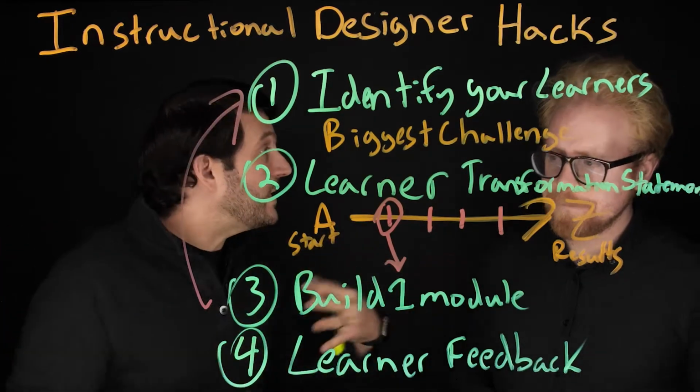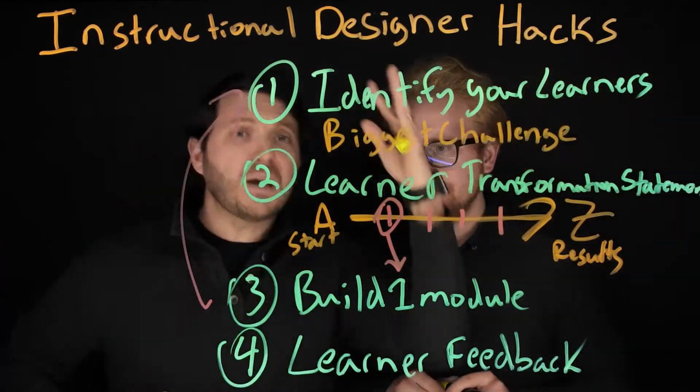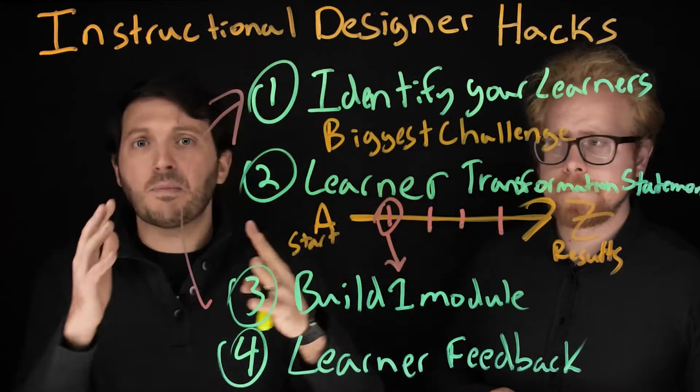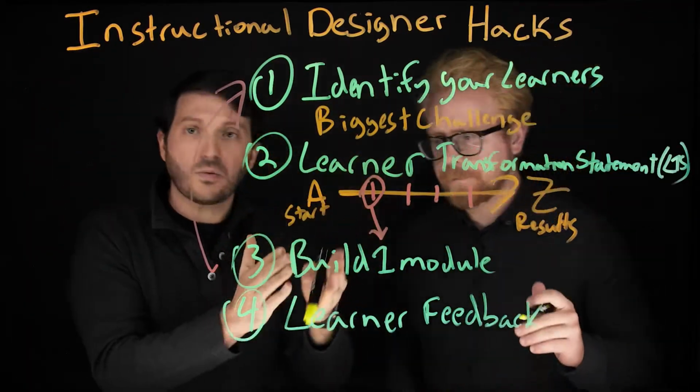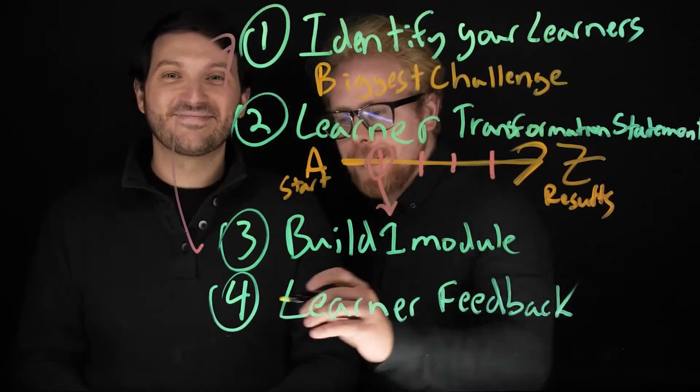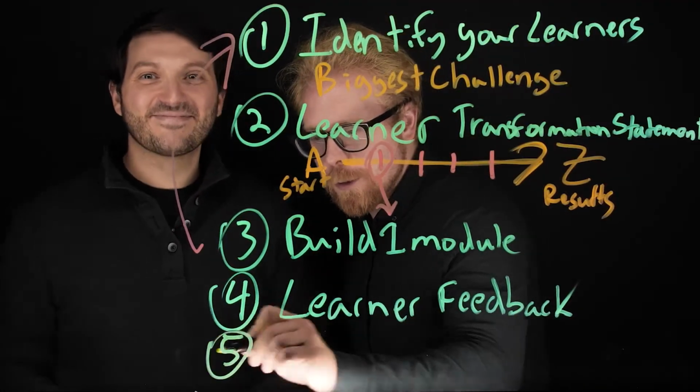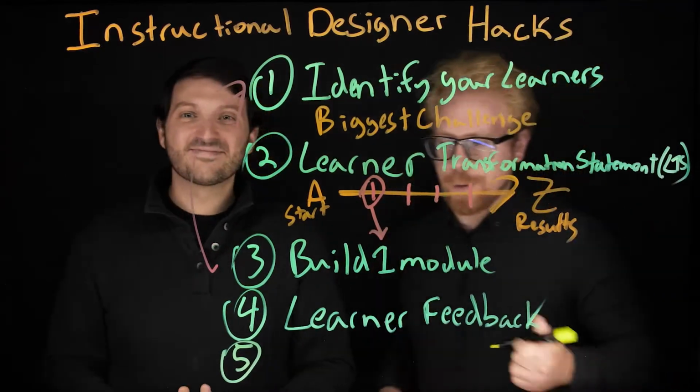Let's not assume. We've seen it so many times. Small companies, big companies, you name it, where they spend all this time and money developing all this content, and it doesn't actually solve the biggest challenge. So start with one, start small, and get that learner feedback. So once you get that learner feedback, then you're going to build the rest of your course, but you want to continuously get learner feedback.